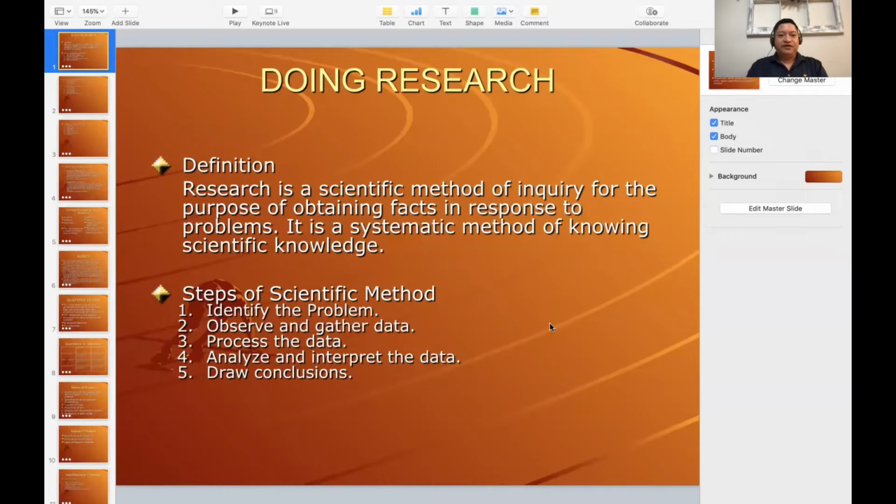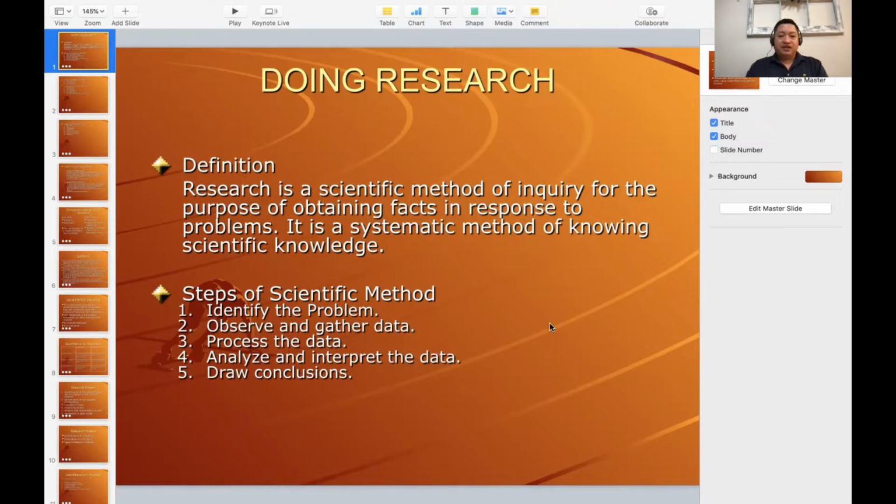Let us define first what is a research. It is a scientific method of inquiry for the purpose of obtaining facts in response to problems. It is a systematic method of knowing scientific knowledge. So research is scientific, that it requires you to collect data and information in order to understand the problems you want to investigate.